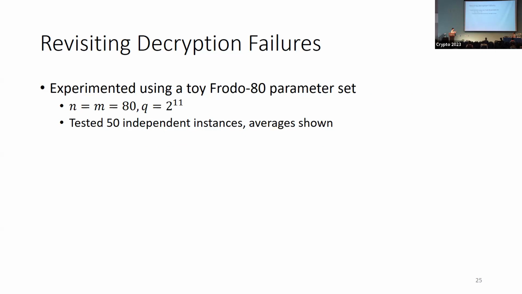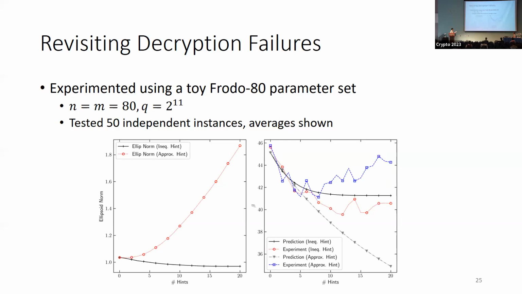And so we experimented using some toy parameter sets, tuned down so we had a high enough decryption failure rate that we could actually generate honest failures. We tested 50 independent keys, and the averages of all these results are shown here. On the left graph, you're looking at the ellipsoid norm of the secret, so how far inside or outside of the ellipsoid your secret is. In the red is the prior method. As you integrate more and more hints, the secret falls further and further outside your ellipsoid, your search space. And that results in a widening gulf between the estimated hardness and the experimental hardness.